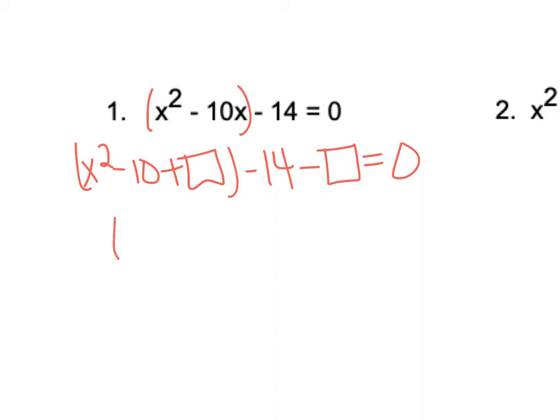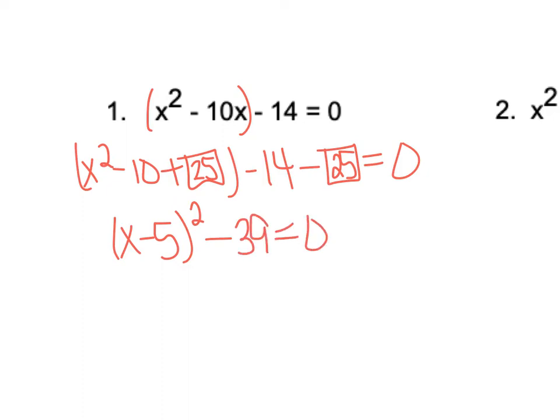Okay, I'm going to make my perfect square down below. Remember, inside of that parentheses is going to be half of b. So we're going to have half of negative 10, which is negative 5. And then we square it. Negative 5 squared is 25. So we're going to add 25, and we are also going to subtract 25. And negative 14 minus 25 is negative 39.